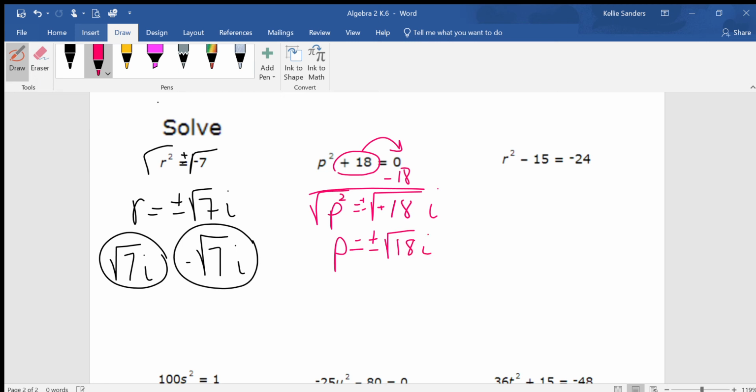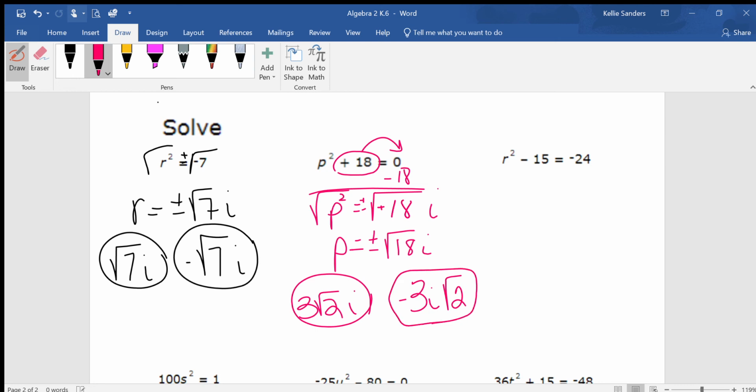Then you put 18 in the calculator. 9, 3 squared of 2. So 3 square root of 2i. Or remember, you can put the i with the real number and then square root of 2 there. Okay. We're going to add the 15.